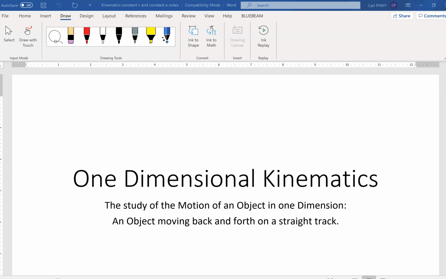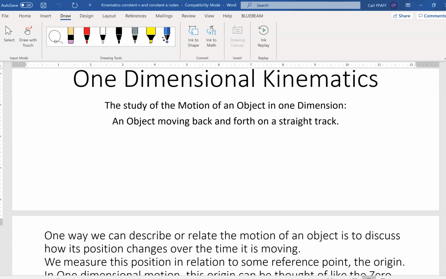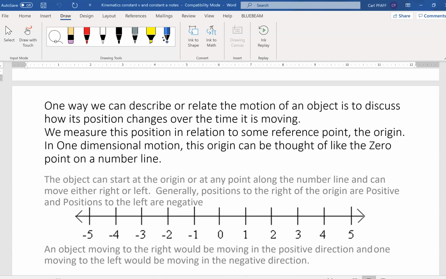All right, so this screencast is just going to be a little bit of review about what we've already talked about in terms of one-dimensional kinematics, or one-dimensional motion. So we're still going to think about the motion of an object moving along a straight track, or back and forth along a straight track. We can describe that motion by figuring out how its position changes over time.